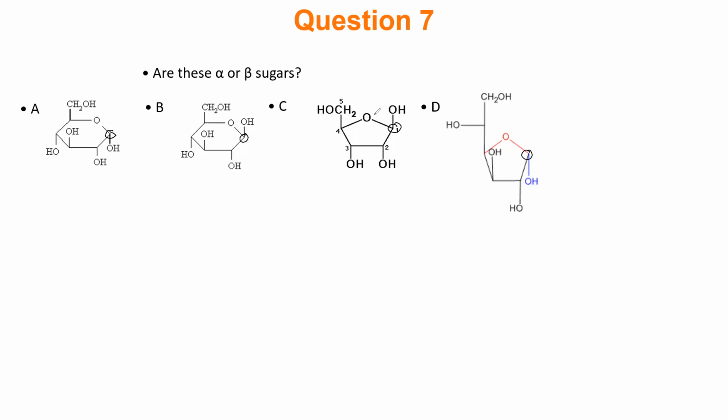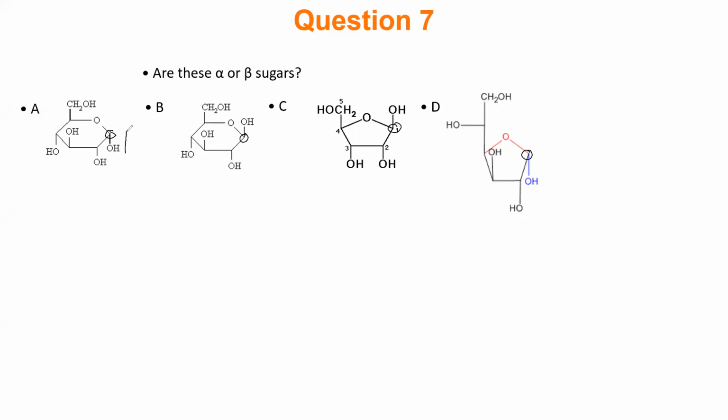You can draw this ring in any orientation. So don't fall into the trap of thinking, okay, the carbon on the right is always anomeric. That's not true. Look for the carbon that's connected to two oxygens. That's going to be your anomeric. But let's go over this.